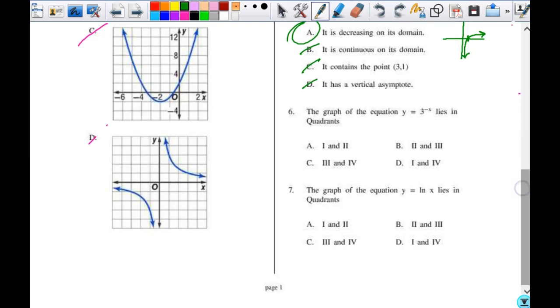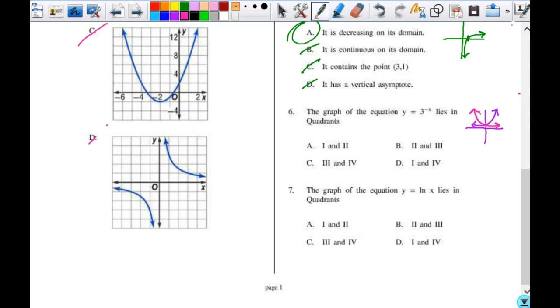Alrighty. So then, 6, the graph of this equation. So once again, I want to make sure that I have the parent function in mind. And my parent function of an exponential is going to look like this. Okay, so this is my parent function. But then, this is 3 to the negative x power. When you change the sign on x, that is a reflection in the y-axis.